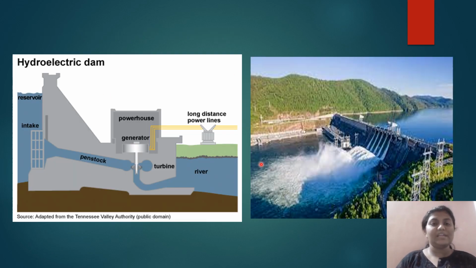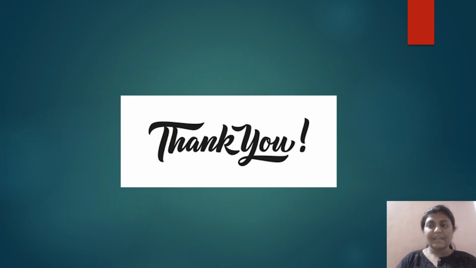This is the hydroelectric power dam, where there is the reservoir and the intake, and then comes the penstock. Here the generator will be there, and through the generator there is a powerhouse, and there is a turbine, and through the river.